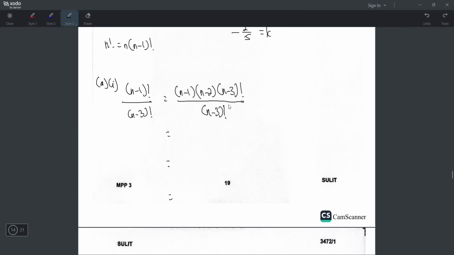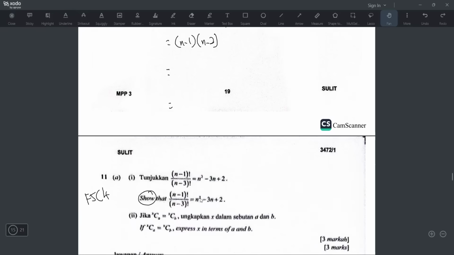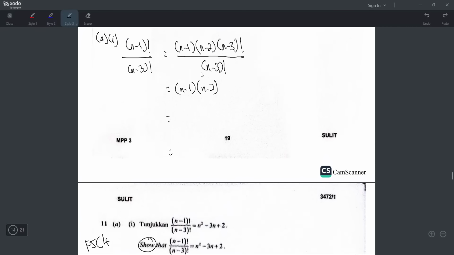And why do I do it like that? Because I know I can cut. So when you cut, you are left with (n minus 1)(n minus 2). And when you expand this, you will get a general form, and trust me, it will be this. So n times n is n squared, n times negative 2 is negative 2n, negative 1 times n is negative n, negative 1 times negative 2 is positive 2. So you get n squared, negative 3n plus 2. And as you can see, this is the same as the right hand side, so we can write shown.